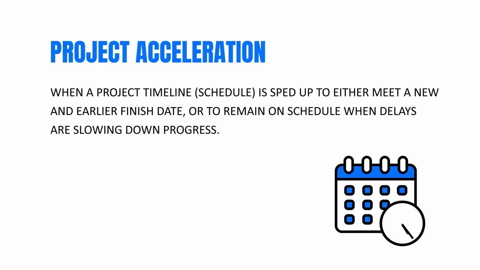And I'm just going to kind of roll it out. Craig, tell me what you would say project acceleration is defined as. Project acceleration is when a project timeline, which really means a schedule, an agreed to schedule, is sped up to meet a new and earlier finish date, or to remain on schedule when delays are slowing down progress. So it's a schedule, and then we're trying to make that schedule go faster.